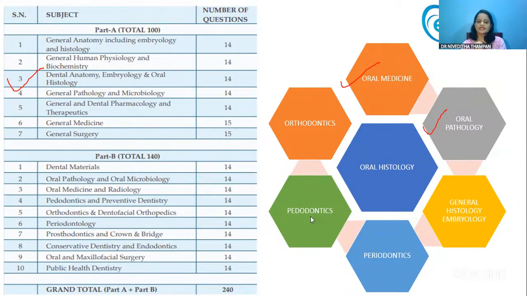And in ortho and pedo, the basic chapters like the development of the orofacial structures, development of the mandible, development of bones, all those basics come back to oral histology itself. So when there are overlapping topics between the subjects, try to learn them together, so that you will be able to cover a whole bulk of topics together.